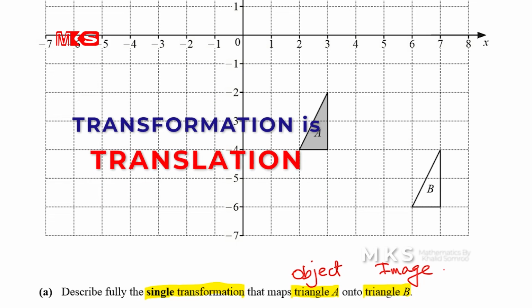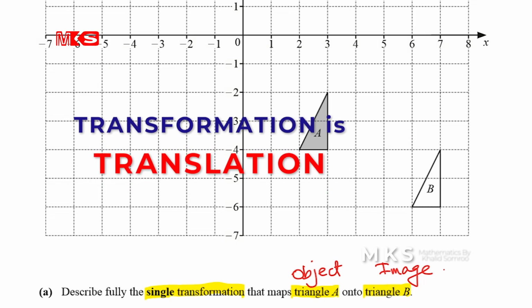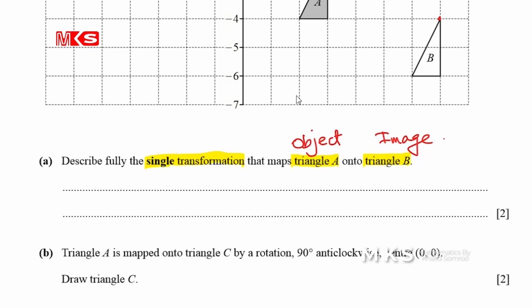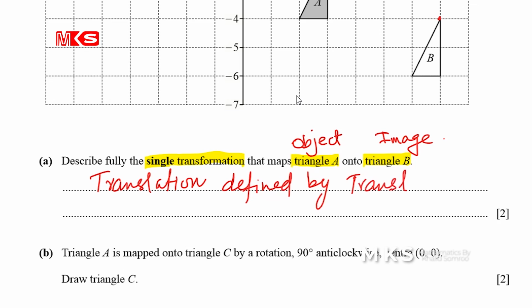If we build a relation, if I take the top corner of this triangle, this has moved 1, 2, 3, 4 units to the right and 2 units down. This transformation is a translation, defined by a translation matrix, or simply you can write translation with translation matrix (4, -2).